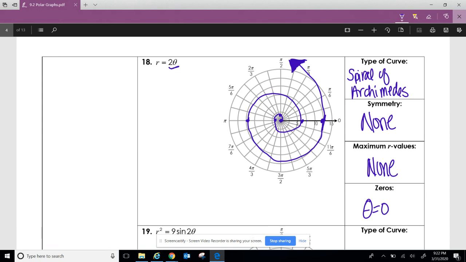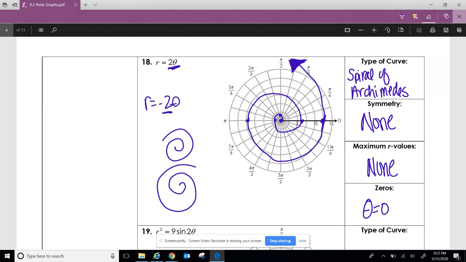The only different type you might see is, say this said r is equal to -2 theta. So now as my thetas get bigger, we're going in the other direction. We're going to go from negative pi over 2, negative pi. So instead of it opening this way, it's going to open this way, clockwise. Normally, if it's positive, it opens counterclockwise. If it is negative, it's going to open clockwise. All right, that's it for spiral of Archimedes.